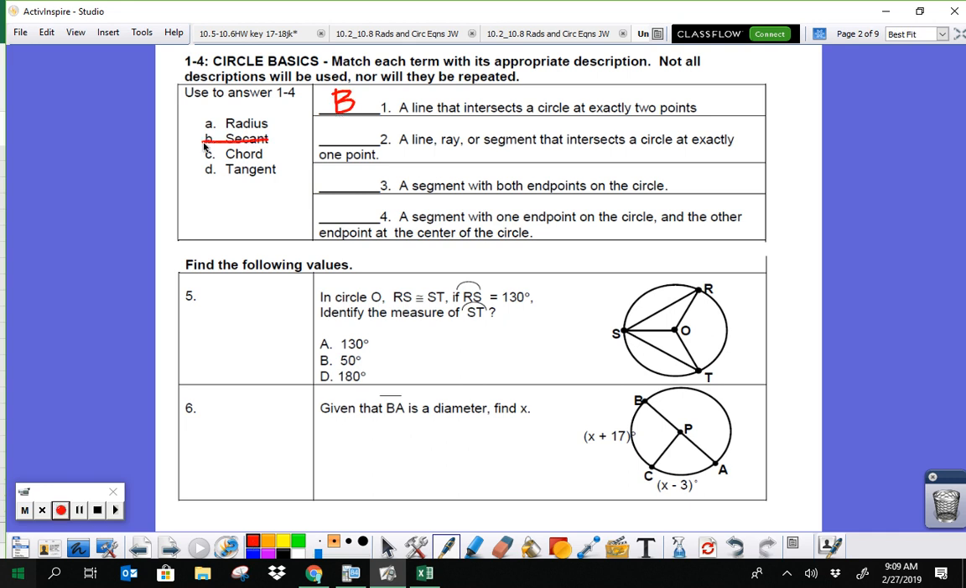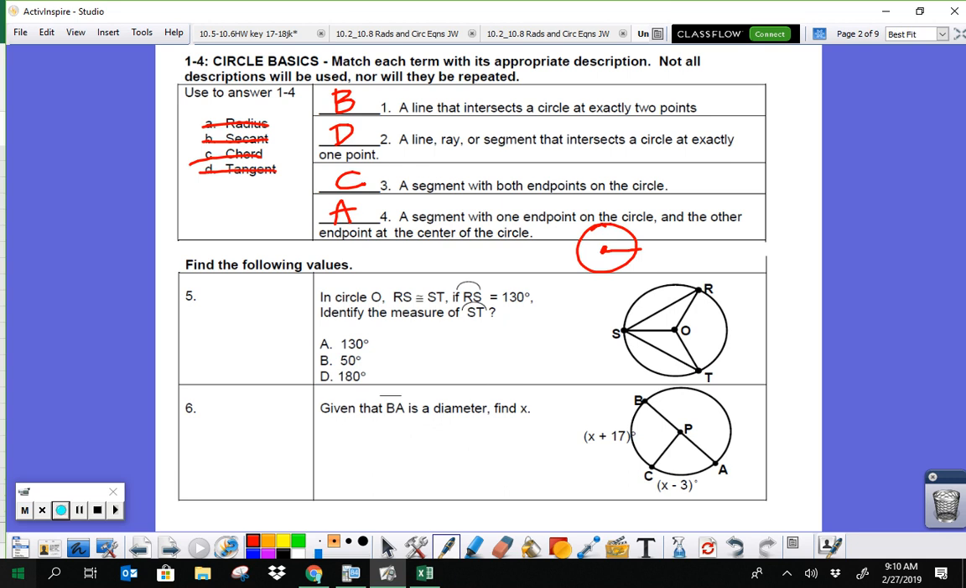So that is B. Number 2, a line, ray, or segment that intersects a circle at 1 point. Okay, so this only intersects at 1 point. That is going to be a tangent line. Number 3, a segment with both endpoints on the circle. Notice here it's a segment, both endpoints on the circle. That's a chord. And then number 4, a segment with one endpoint on the circle and the other endpoint at the center. So think about this. You have a circle, you have the center. One's in the center, one's on the outside of the circle. That is called a radius.